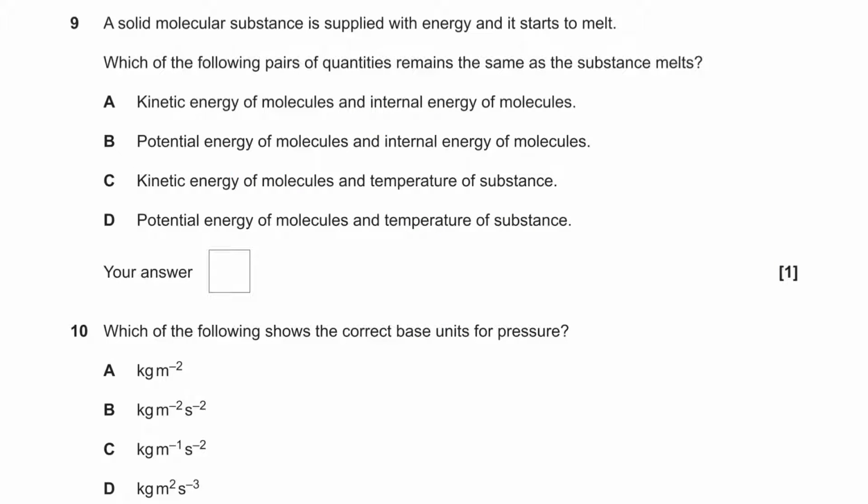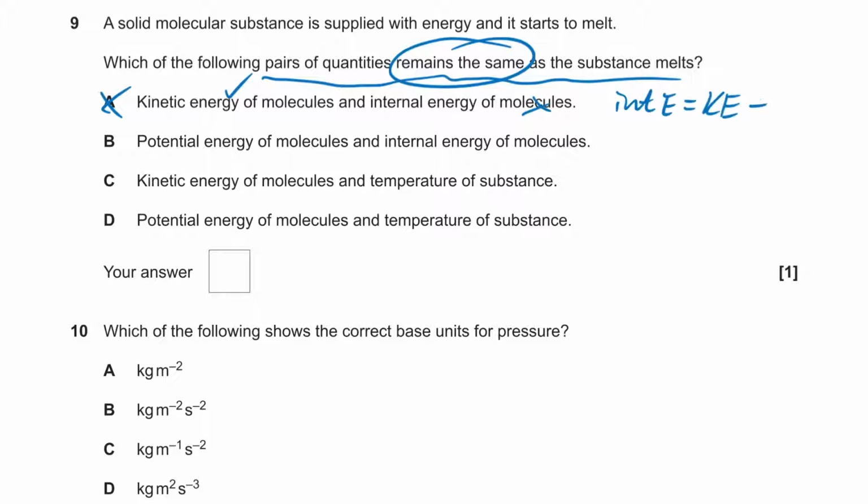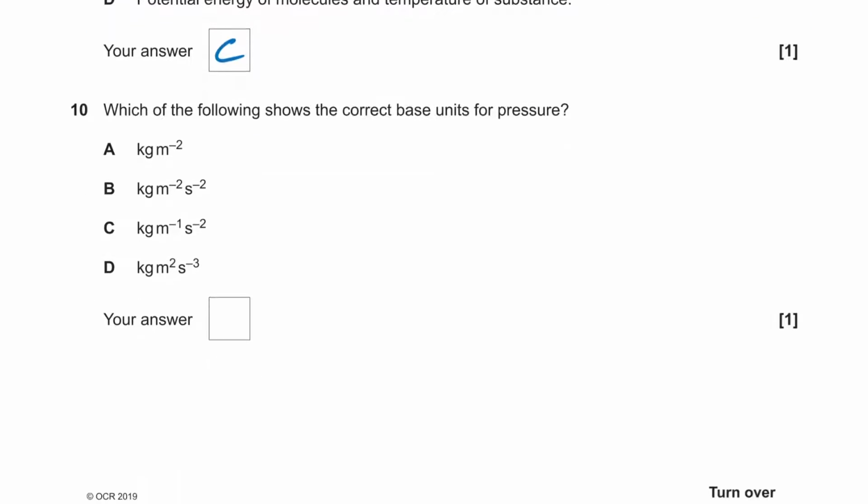9, solid melts. Which of the following pairs of quantities remains the same as the substance melts? A, kinetic energy of molecules and internal energy of the molecules. No. Kinetic energy, yes, but internal energy, no, because remember, internal energy is kinetic energy plus potential energy, and we know the potential energy is changing when something melts or the opposite. Potential energy is definitely not staying the same, so that's not true. Kinetic energy of the molecules and temperature of the substance. Yes, we know that temperature stays the same when you have a change in state.